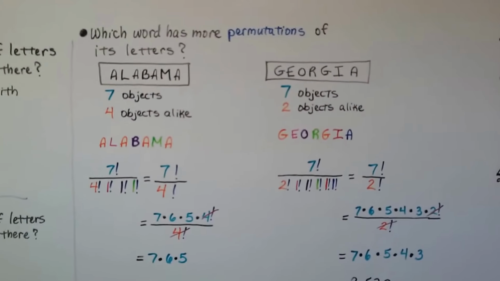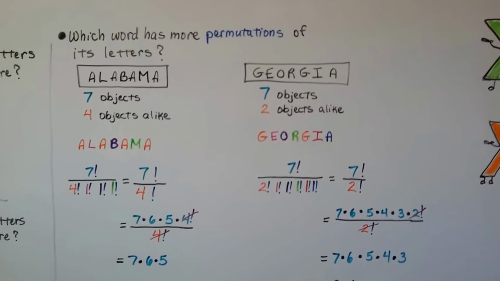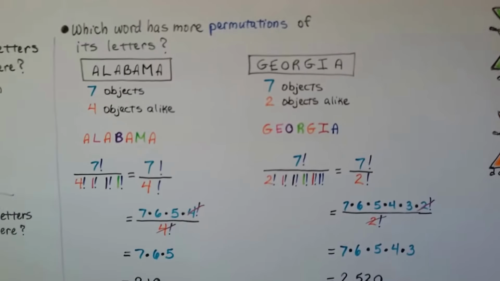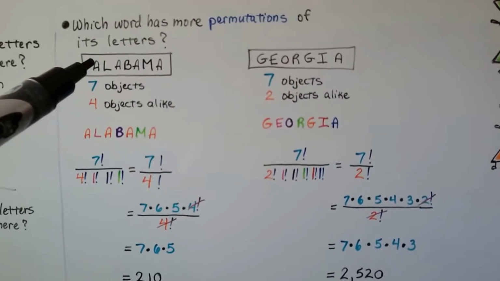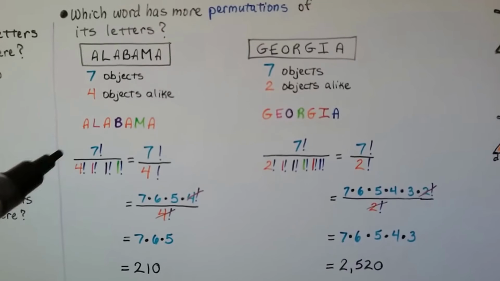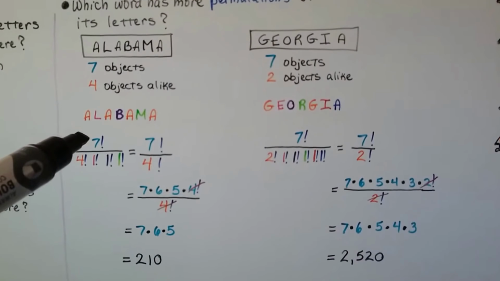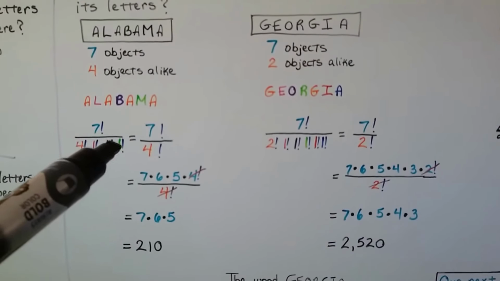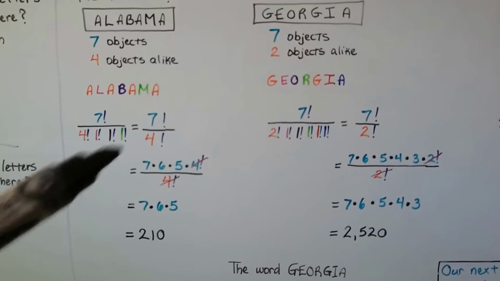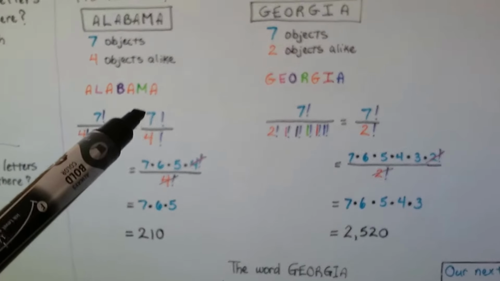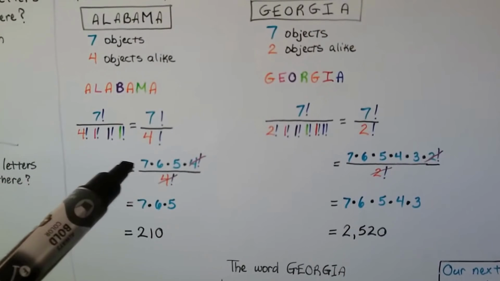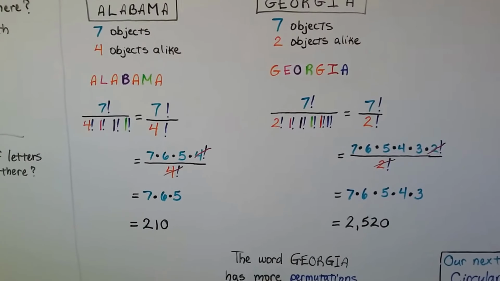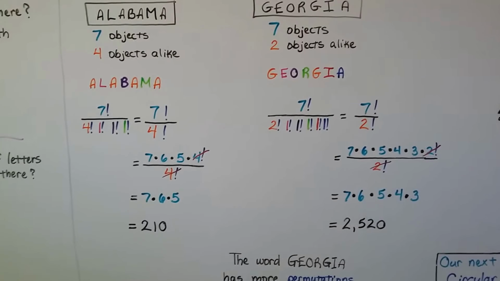Which word has more permutations of its letters, Alabama or Georgia? Well, Alabama has 7 letters, and Georgia has 7 letters. But 4 objects are alike in Alabama, these 4 A's. That means we have 7 factorial over 4 factorial times 1 factorial times 1 factorial times 1 factorial for each of the other letters. So we have 7 factorial over 4 factorial. We can expand the 7 factorial and write it as 7 times 6 times 5 times 4 factorial. Cancel out these common factorials. We get 7 times 6 times 5, which is 210.